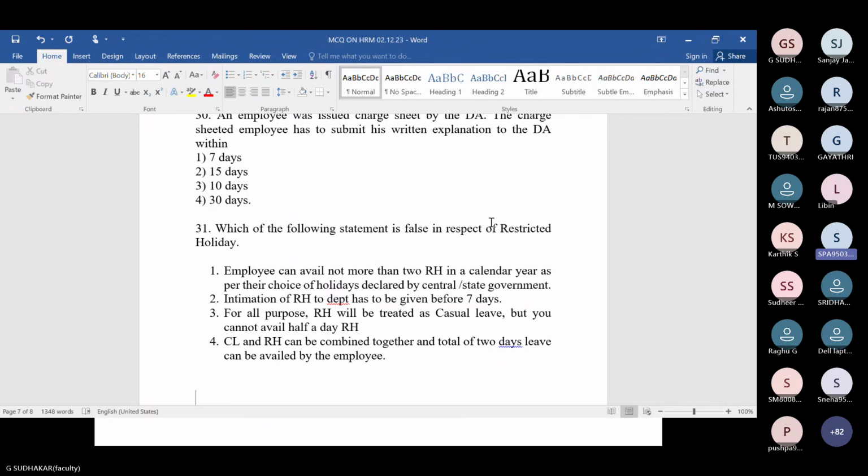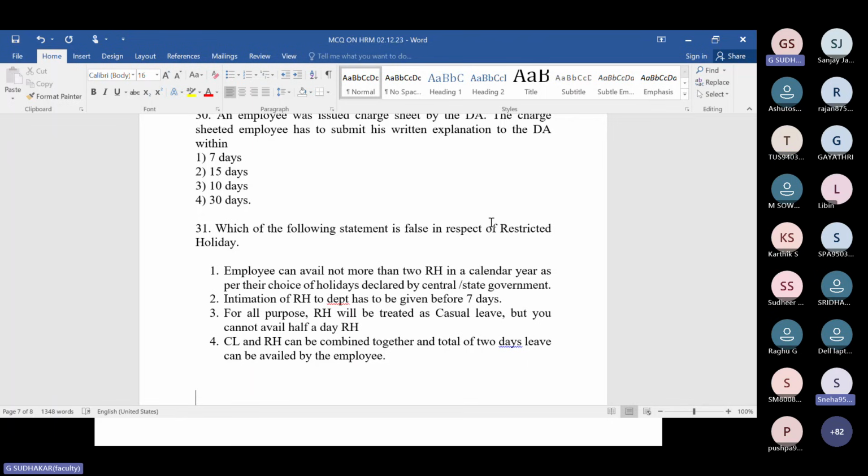Answer is 1. Second one is two. Sir, casually... All of you are not familiar with RH, that is why the problem. Second one is the answer. The maximum RH you can take is only two. No, how can you take more than two? Sir, I have only two.